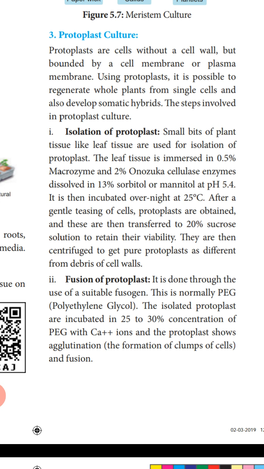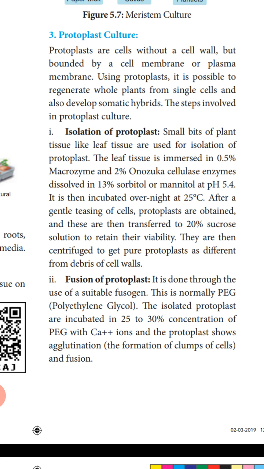So next is what? The fusion of protoplast. Fusion means binding of the protoplast. It is done through the use of a suitable fusogen. Fusogen means a binding agent. It is normally PEG, polyethylene glycol, a very important one. The normally used fusogenic agent is PEG, polyethylene glycol, important for your 1 mark.